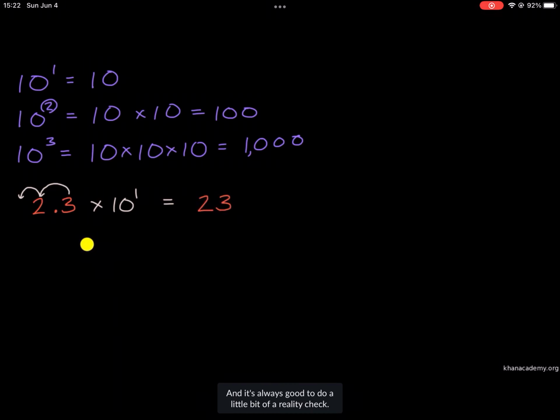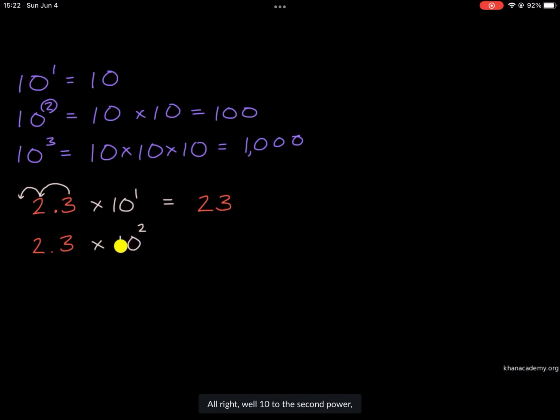And it's always good to do a little bit of a reality check. If I just had 2, and I were to multiply it by 10, you'd say, okay, that's about 20. So it makes sense that 2.3 times 10 is 23. But let's keep going. Now let's multiply 2.3, not by 10 to the first power, which is just 10, but by 10 to the second power. What is that going to be? Pause this video and see if you can figure that out.